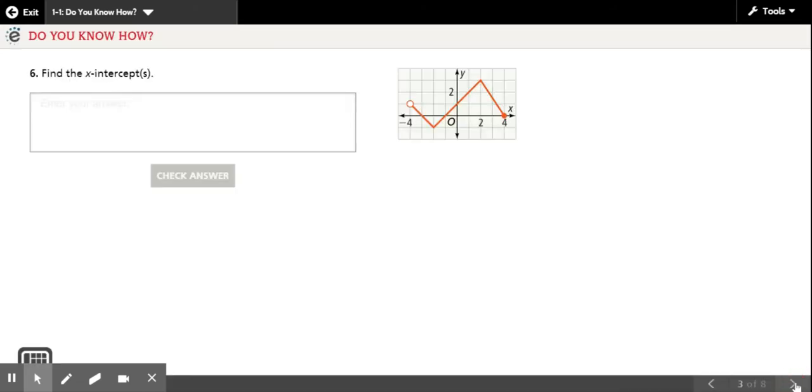Okay, next one. The x-intercepts, right? Everywhere it crosses the x-axis. So -3, -1, 4. And we're making an ordered pair, so I'm using parentheses. So it's -3, 0.